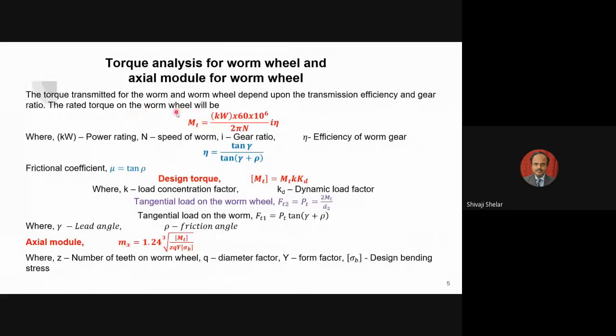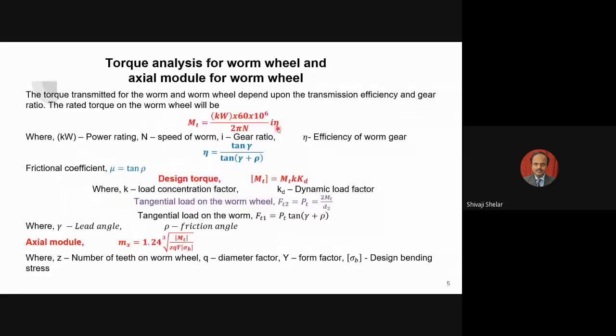So the rated torque for the worm wheel, MT, will depend upon how much is the input energy in terms of kilowatt or HP. Since it is in kilowatt, I am using the appropriate term: kilowatt into 60 into 10 raised to 6 upon 2 pi n. Now which n is this? This n is not of the worm wheel. This n is of your worm, that is the speed of your screw, into eta, the transmission efficiency. At the bottom I have written that kilowatt here is the power rating of your drive, how much input power you are supplying there.